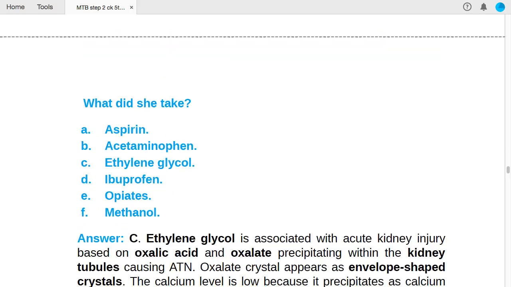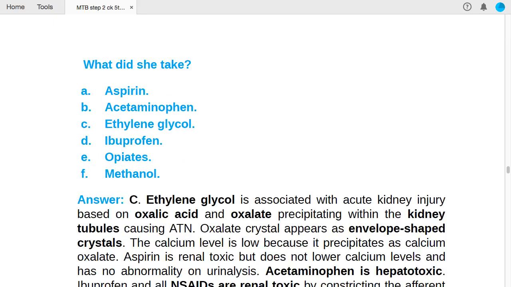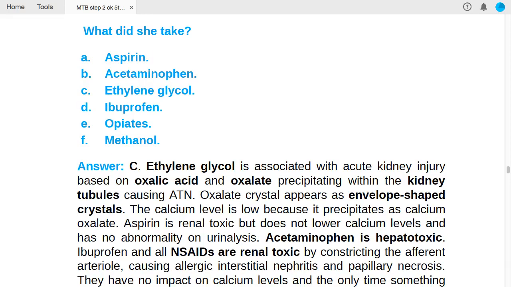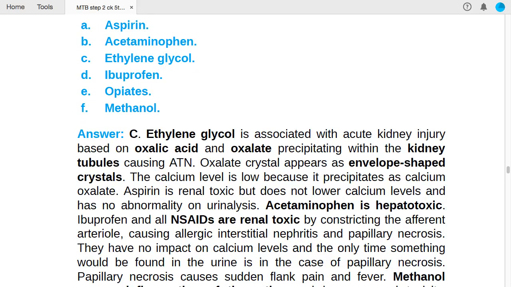Why? Because we are considering here that oxalic acid or oxalate precipitation can cause kidney damage, which can lead to ATN. An oxalate crystal appears as envelope shaped crystals. These are the pathognomonic features of oxalate crystals. They occur just like envelope shaped crystals.